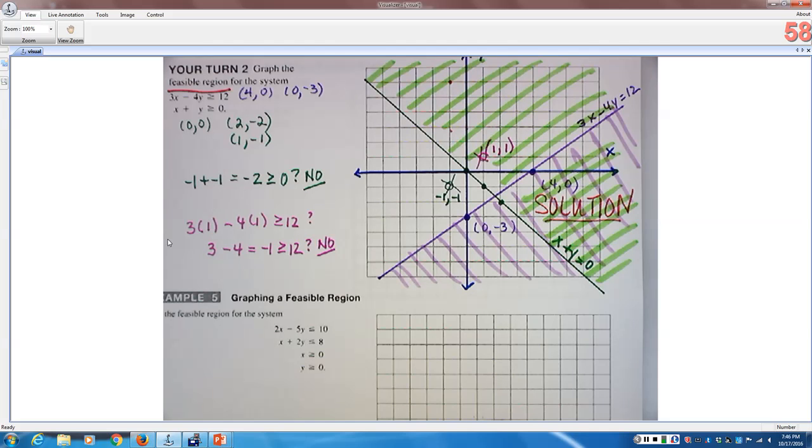The goal is to get your graph to be correct. Regardless of what path you take, it should still lead you to the right graph.